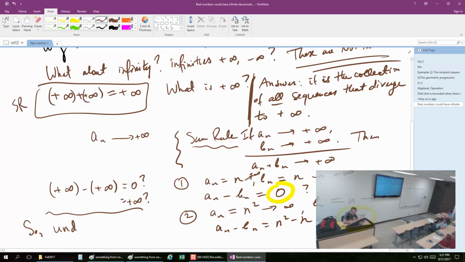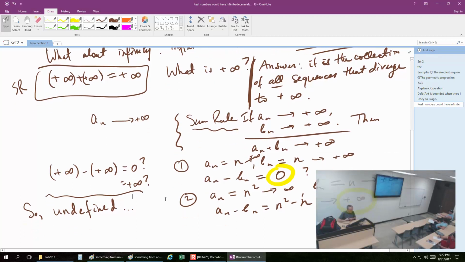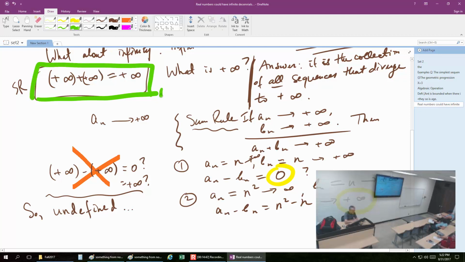It's undefined. Why? Because it could be equal to that or could be equal to this. So that's not good. We don't do algebra like that, right? Undefined. Sometimes you can actually sort out what it is equal to. But this expression that I have here is definitely undefined, so I cross it out. We never do algebraic operations like that with infinities, subtracting infinities from each other, okay? But on the other hand, this one is okay.